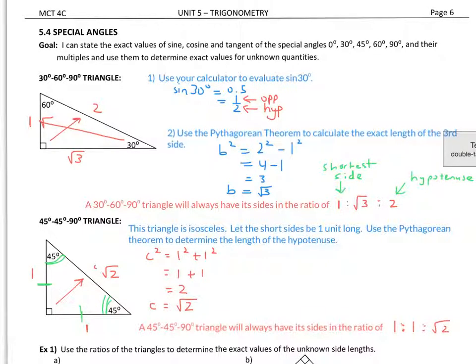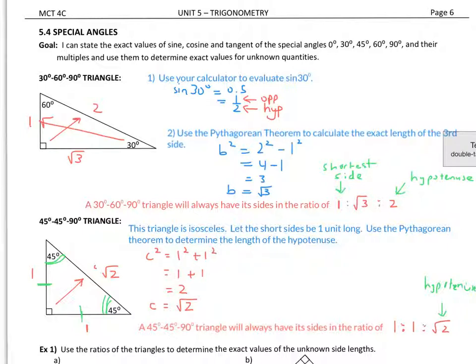Okay, so the 45, 45, 90 degree triangle will always have its sides in the ratio of 1 to 1 to square root 2. And again, the square root of 2 is bigger than 1. It's going to be the length of our hypotenuse, and then the 1s are our shorter sides. So the hypotenuse is the root 2, hypotenuse. And that didn't come out very well, but just remember that that says hypotenuse there.